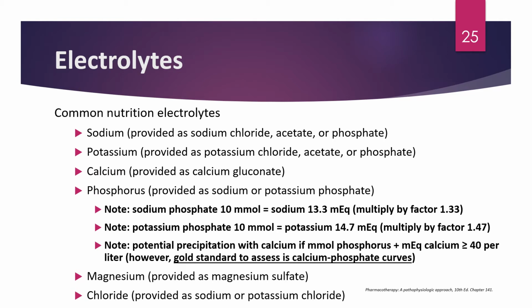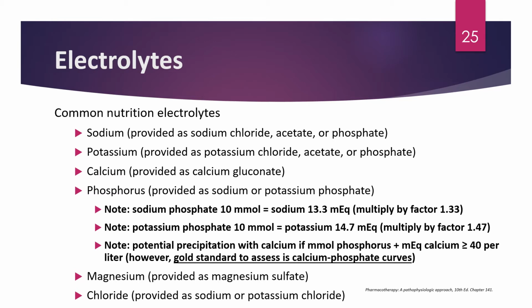In terms of parenteral nutrition, we have a lot of different electrolyte formulations out there. For sodium and potassium, we have chloride, acetate, and phosphate salts that we use for dosing PN. For our choice calcium salt for PN, it's calcium gluconate. And for phosphorus, we actually have sodium and potassium phosphate. Now, traditionally, a lot of our electrolytes are dosed in milliequivalents. However, phosphorus is dosed in millimoles.